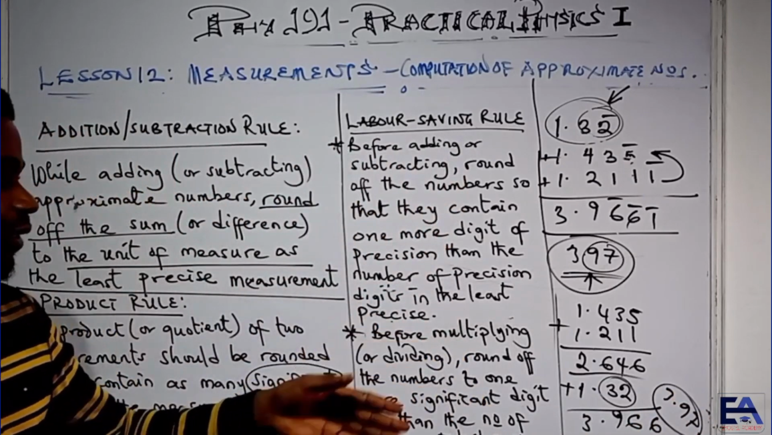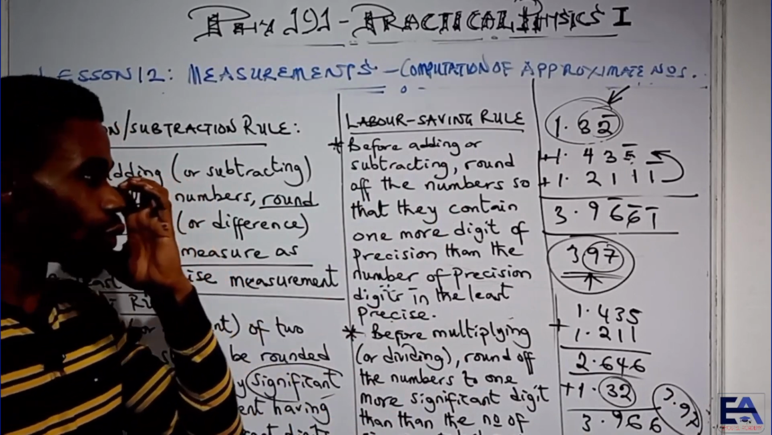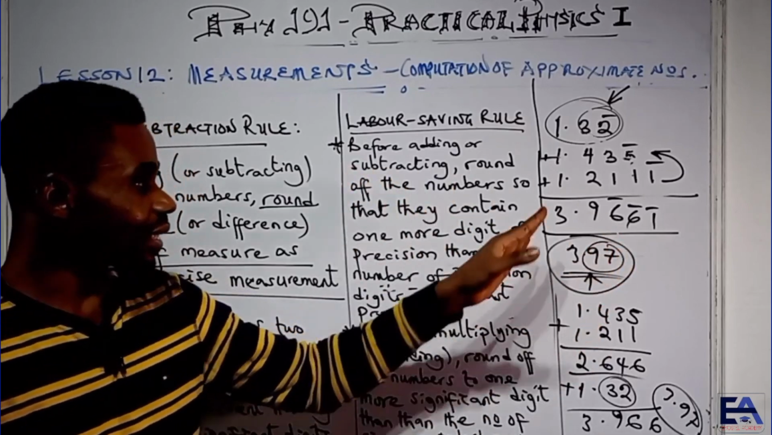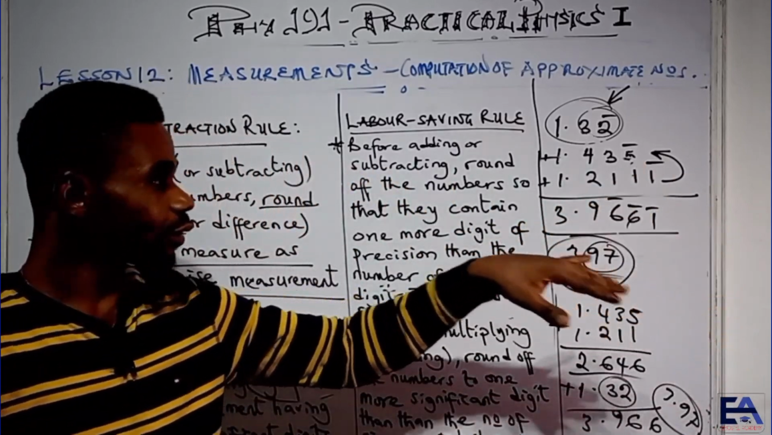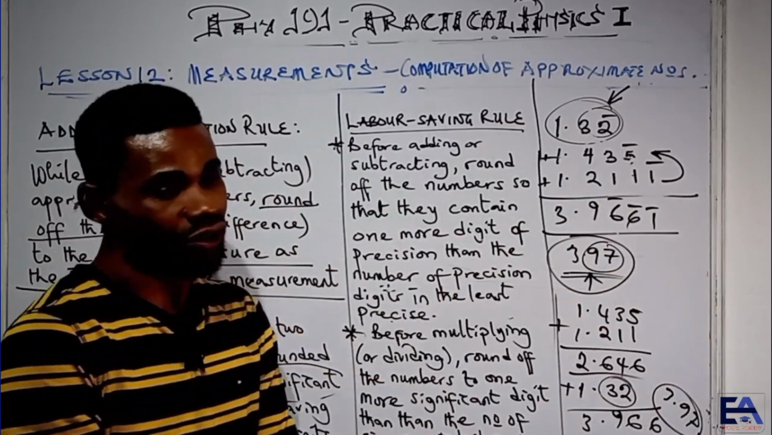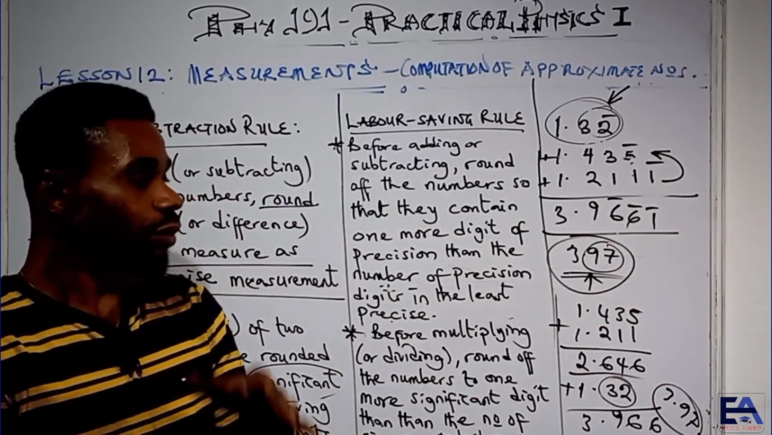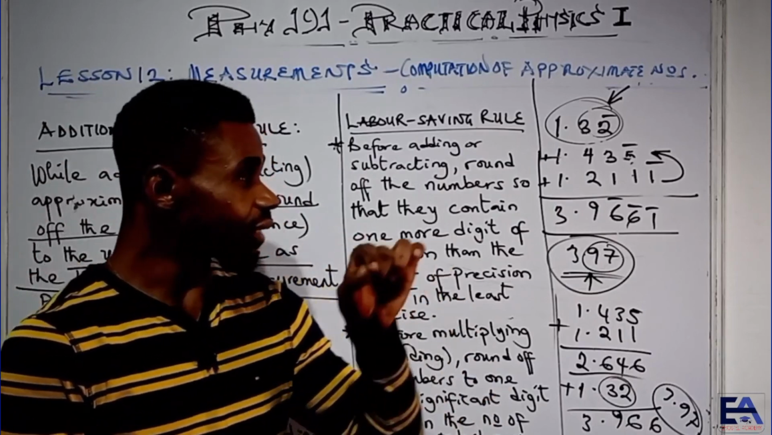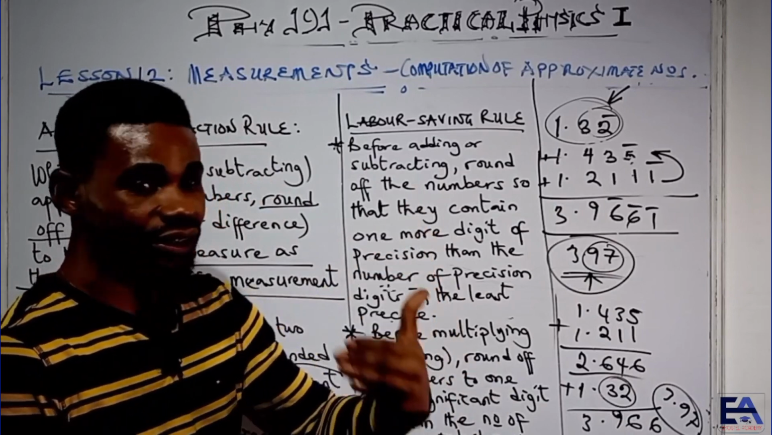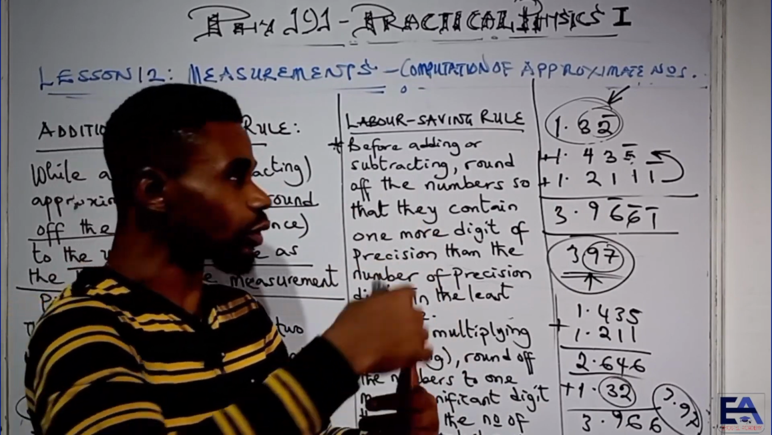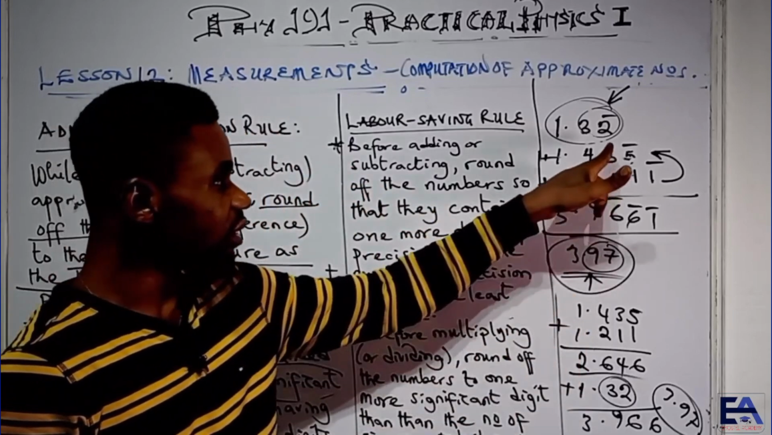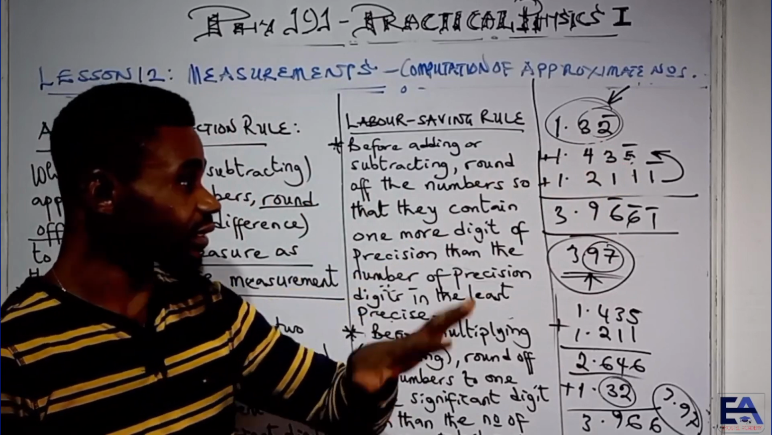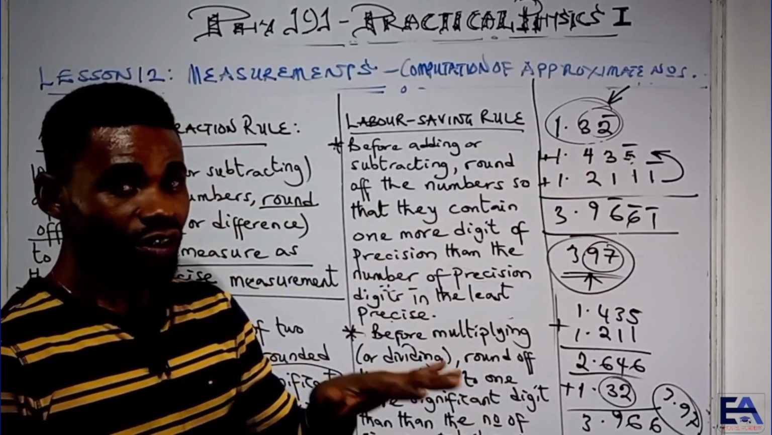So this labor saving rule is just like a rule that cuts off excesses. Anything that is excess, you cut it off first before you do your addition or your subtraction. But in the process of cutting the excesses, you make sure that you cut it down only to 1 more digit beyond the lowest, the one with the lowest number of decimal places. That is the one with the lowest precision. Do you get it now?